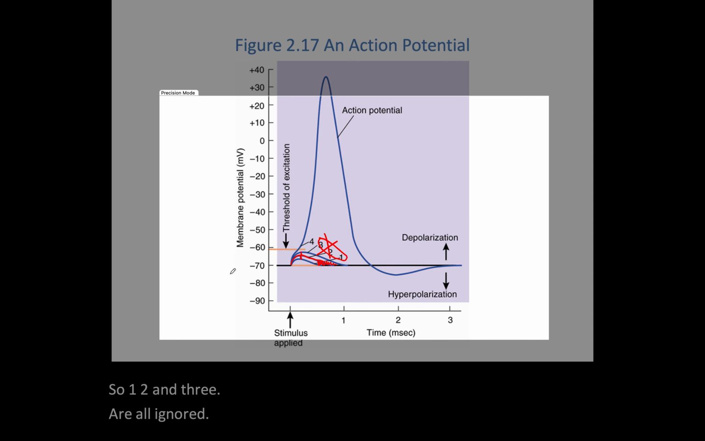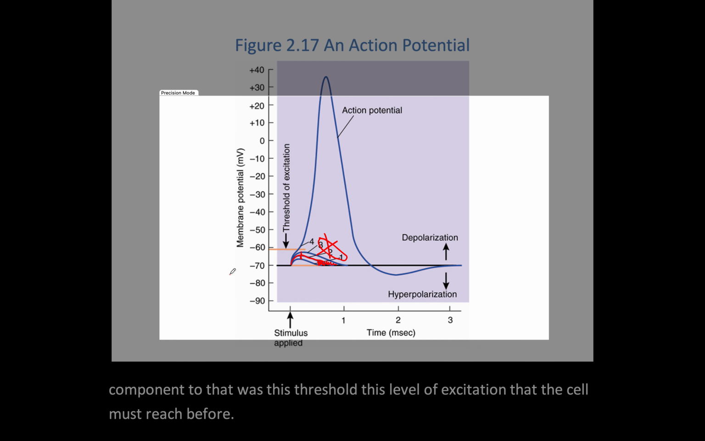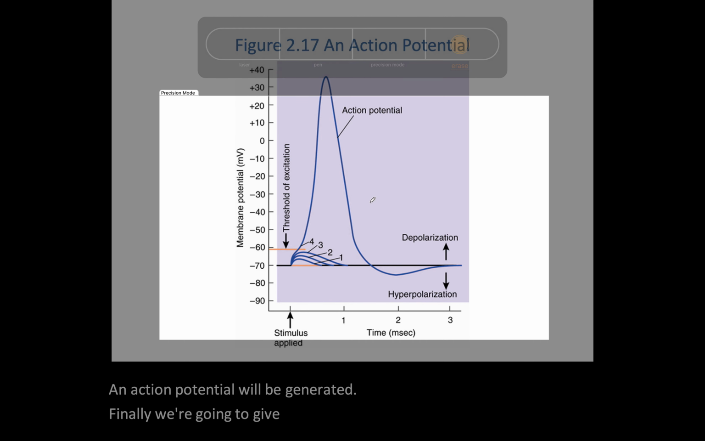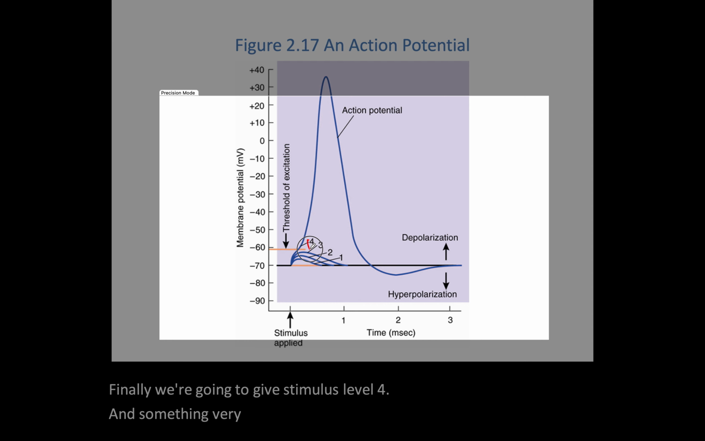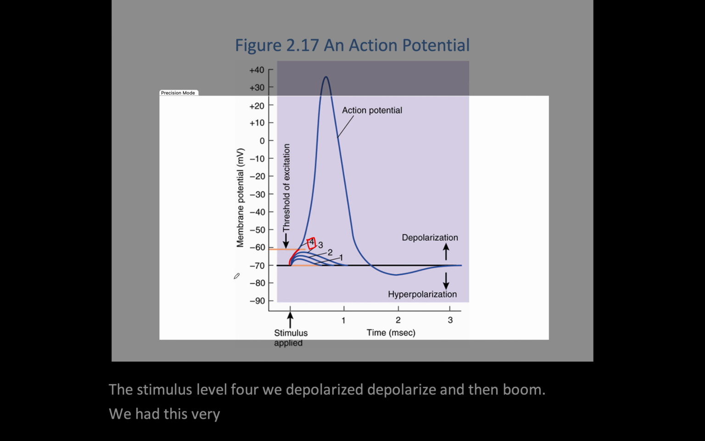Remember we talked about the basic job of a neuron, and a big component to that was this threshold, this level of excitation that the cell must reach before an action potential will be generated. Finally, we're going to give stimulus level 4, and something very different happens. With stimulus level 4, we depolarize, depolarize, depolarize, and then boom, we hit this very key orange line.